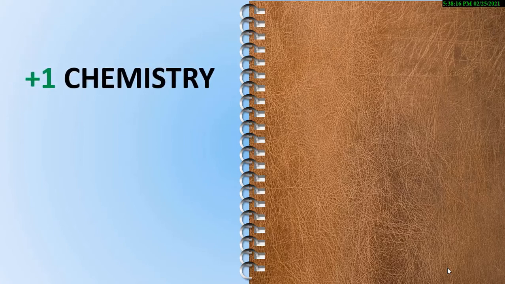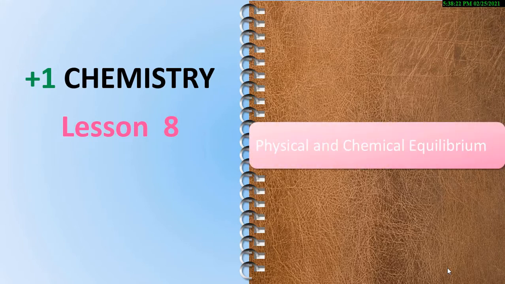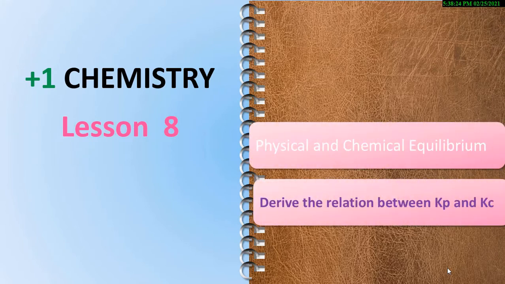Good morning students. In this video we are going to discuss Plus One Chemistry lesson number 8, physical and chemical equilibrium. We will derive the relationship between Kp and Kc for an ideal gas, see how to find the delta Ng value, and find Kp and Kc for some examples.